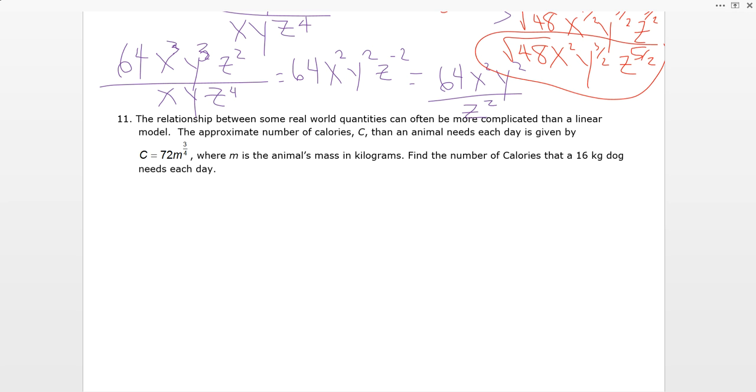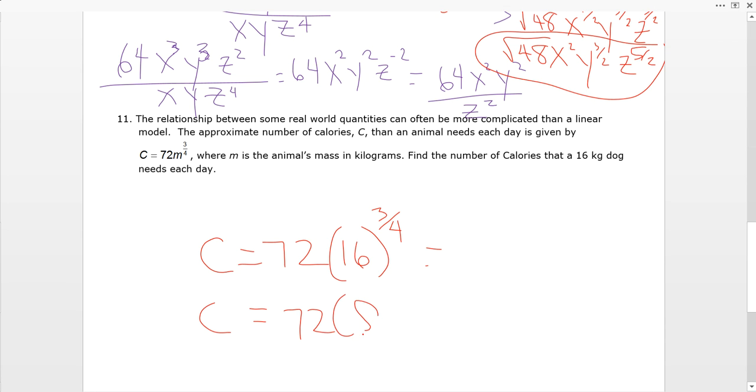Of course now we're talking about things that don't really fit for linear, which is where we're going with all this. So if I'm looking for the number of calories that a dog needs each day, and I'm a super duper calculator person because I love my calculator, then I can put in my calculator 16 and use the little caret and put 3 divided by 4, and I get 8. So C equals 72 times 8, which is 576 calories. That's how many calories that dog needs.